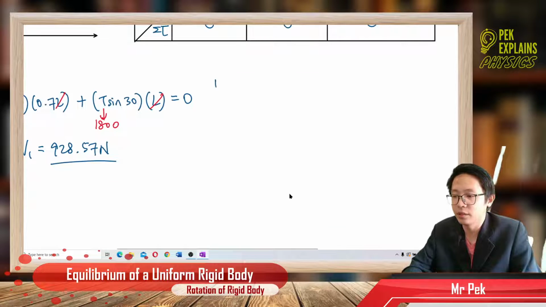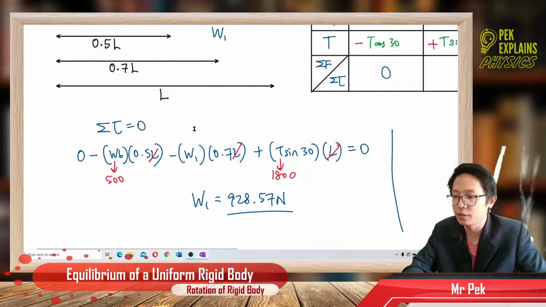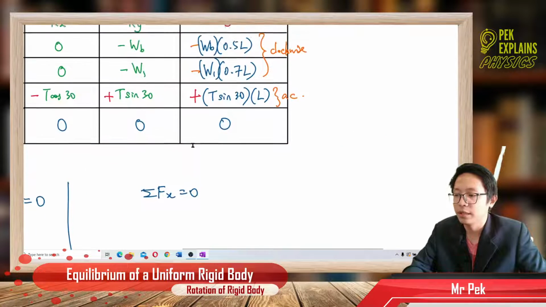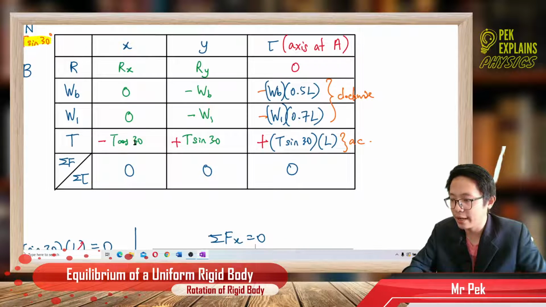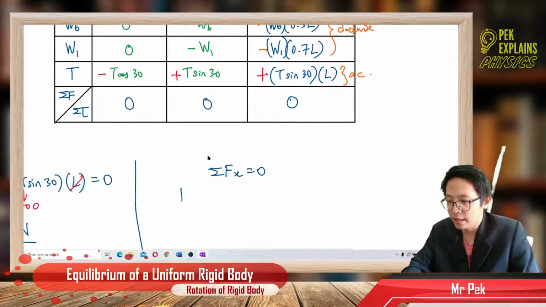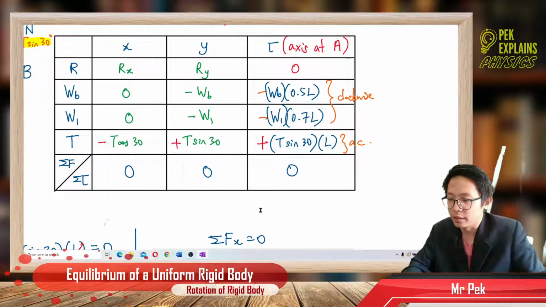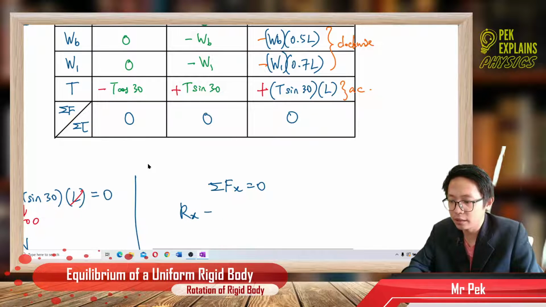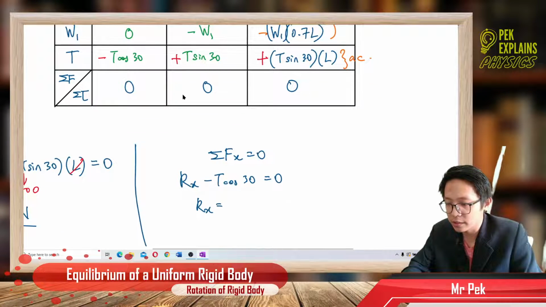Okay, so let's continue. Let's start with total Fx equal to 0. I have already done total torque equal to 0. Now total Fx equal to 0, later total Fy equal to 0. So total Fx equal to 0: Rx plus the negative T cos 30, negative T cos 30, equal to 0. The other is 0. So what is Rx? Rx is T cos 30.